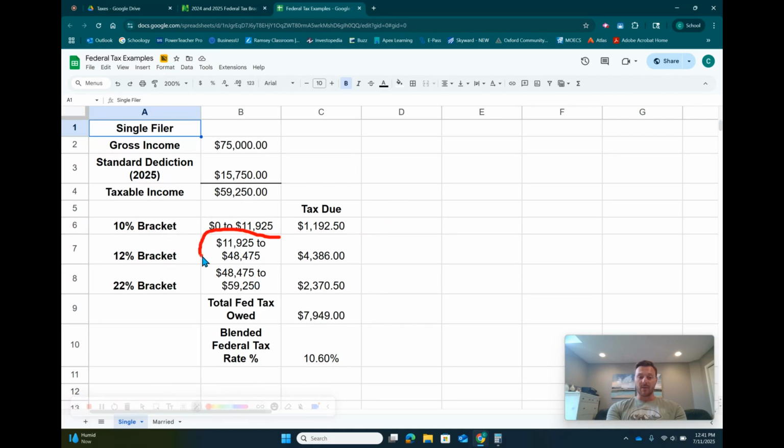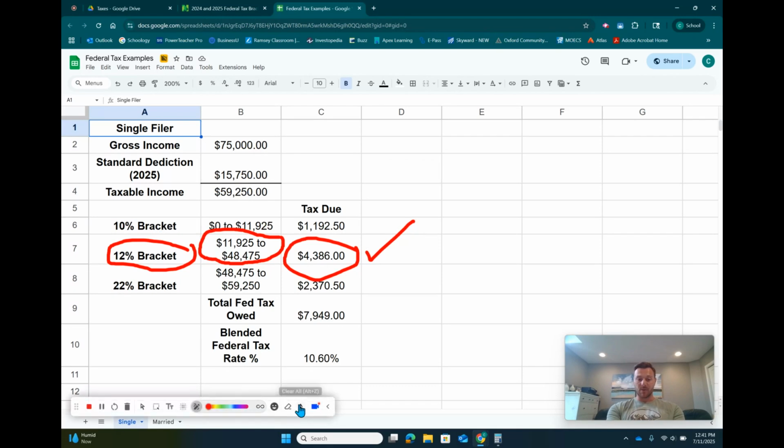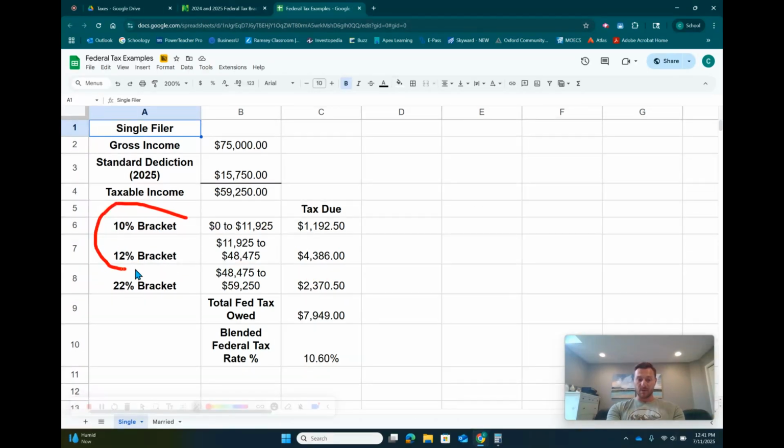We have 12% bracket for a single filer, which is about 11,925 to 48,475. We will also fill up this entire bracket, so we will owe $43.86 in federal tax for filling up that bracket. So we have now filled up the 10% bracket and the 12% bracket. So anyone who makes more than $48,475 and is a single filer will pay the same amount of tax that you do federally. All right?